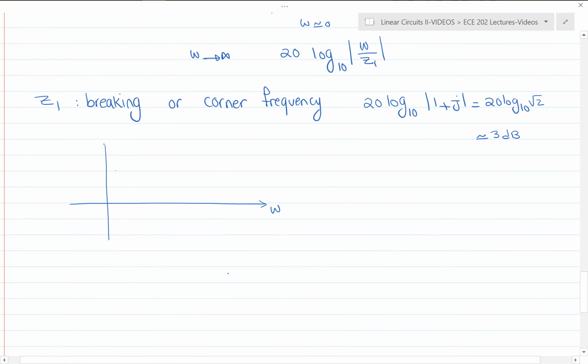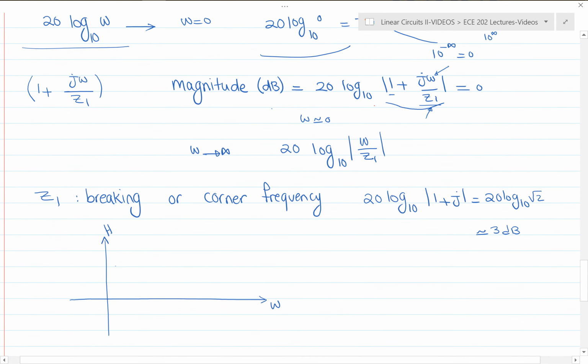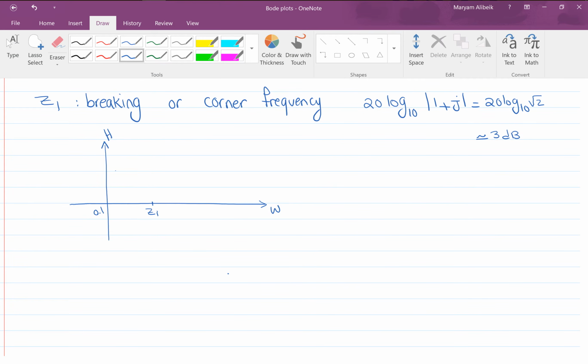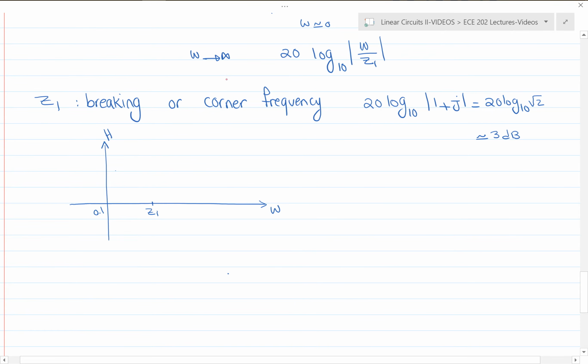So this is omega, this is our h. This is one of the factors that we have in h, right? A simple 0. So we start from 0.1, and then we go somewhere here, which is our 0, and then we have the infinity. Let me change the color. So it will be 0 for small frequencies until some z1, and then at z1 it is 3 decibels. So let's say here we have this 3 decibel.